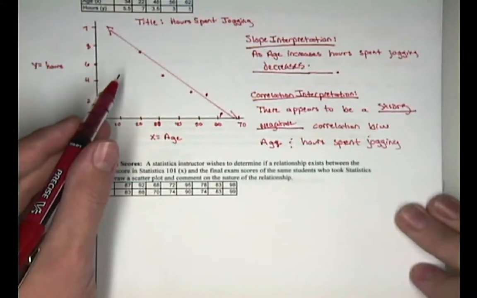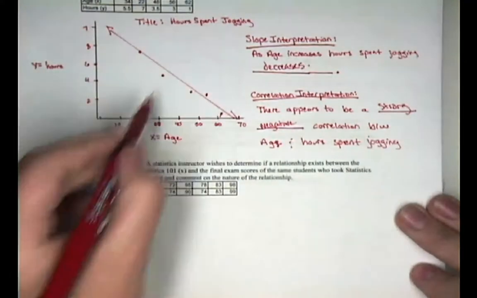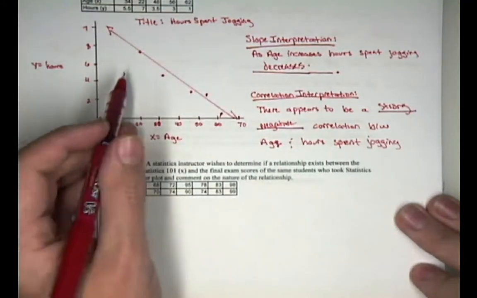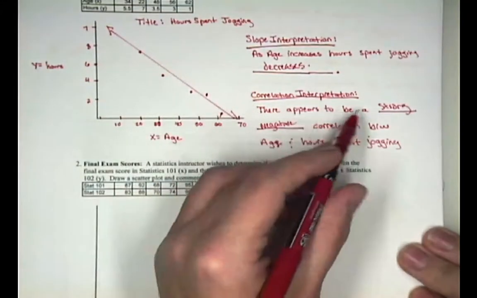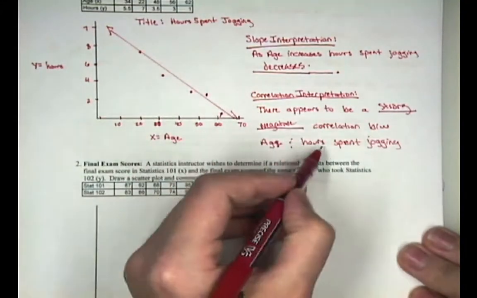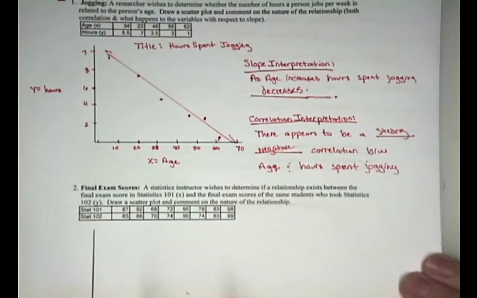You could say moderate. But I wouldn't say weak, because weak would mean just kind of all over the place where it's very hard to draw a line through them. This was pretty easy to draw a line through. So there appears to be a strong negative correlation between age and hours spent jogging. And that's all you do for a scatter plot.